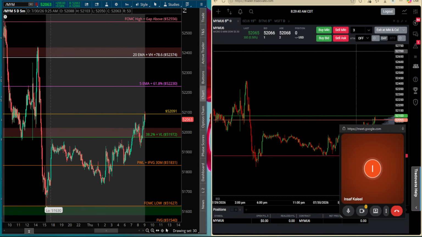The key here is to see what structure we are getting, because we obviously see the market pulling back up from pre-market. So let's see how we can capitalize on this move, or we can also wait for a reversal trade and take a reversal trade.